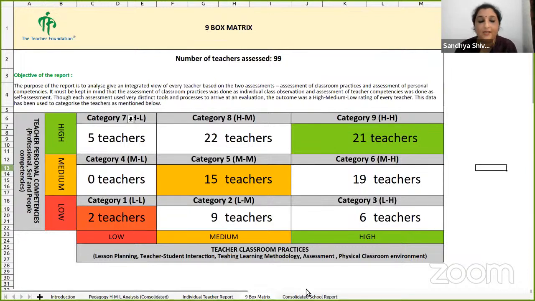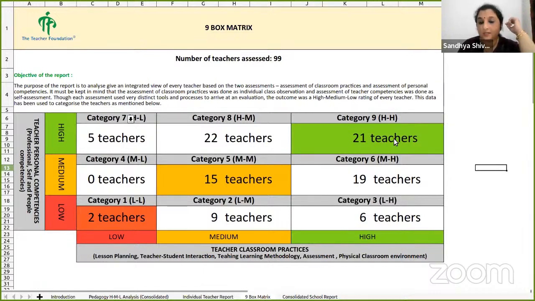Another report, as all of these are sub-reports of this overall assessment of teacher effectiveness, is the 9-box matrix report, where we are able to see, in terms of the personal competencies of the teacher and in terms of classroom practices, where the teachers lie. How many teachers are high on both? How many teachers are high in personal competencies, but medium or low in terms of classroom practice? What you can see on your screen in the top right corner, the green box, is from one of the schools that we used this tool with last year.